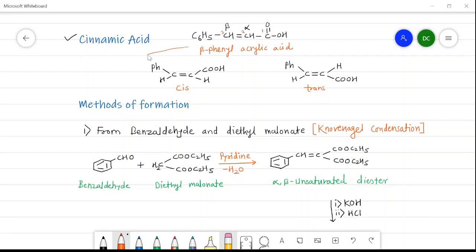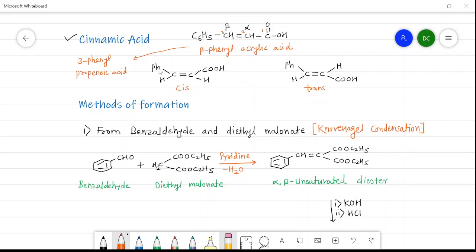So the IUPAC name for cinnamic acid is 3-phenyl. At the third carbon, a phenyl group is attached. The number of carbons is 3, and a double bond is there. So it is propenoic acid, a 3-phenylpropenoic acid.